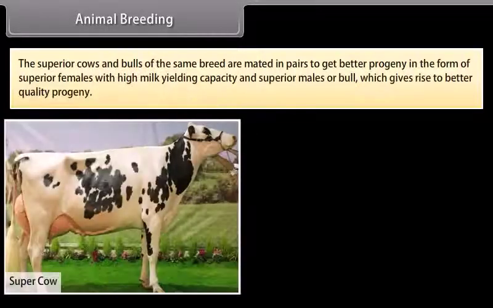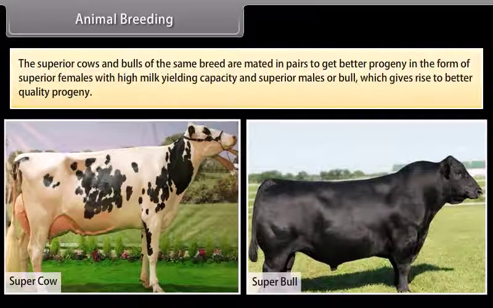The superior cows and bulls of the same breed are mated in pairs to get better progeny in the form of superior females with high milk yielding capacity and superior males or bull, which gives rise to better quality progeny.